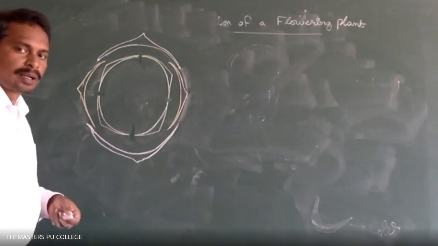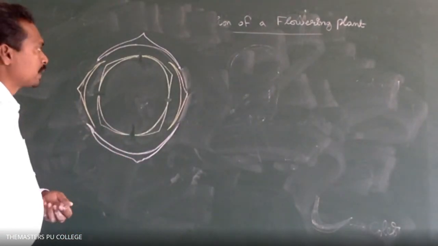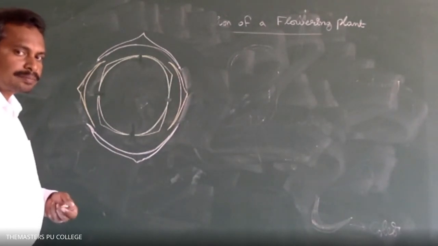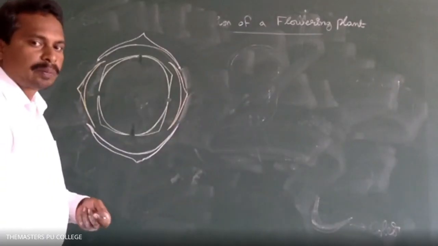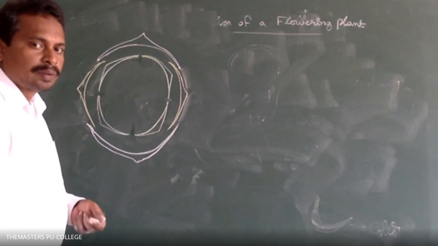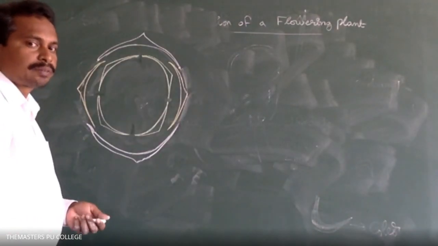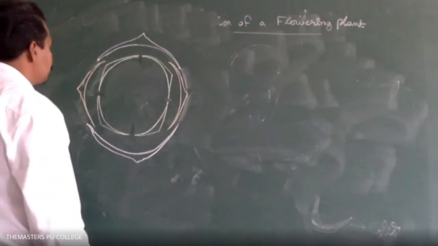Next, the corolla. The units of the corolla are known as petals. Here I draw how many petals? Four petals. Are they free or overlapped on each other? Free, not fused, not overlapped. Very good. Valvate aestivation.